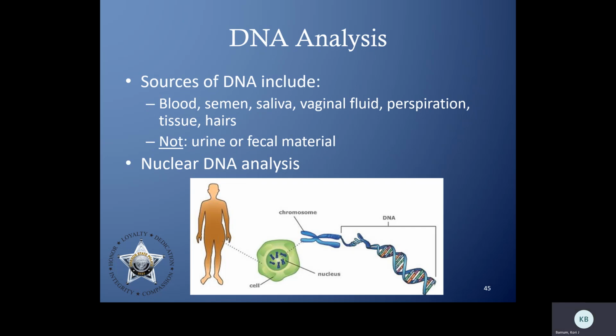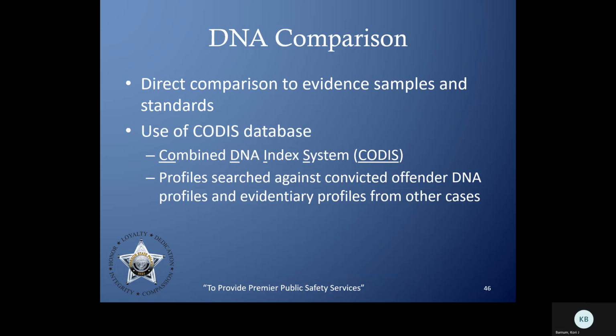The most common sources of DNA that we encounter in the laboratory are from blood, semen, saliva, vaginal fluid, perspiration, tissue, including skin cells, or hairs. We do not routinely examine urine or fecal material for DNA, as these two sources are very poor sources of DNA. And we perform nuclear DNA analysis, so testing DNA that has been extracted from the nuclei of cells. We do direct comparison from evidence samples to known standards.